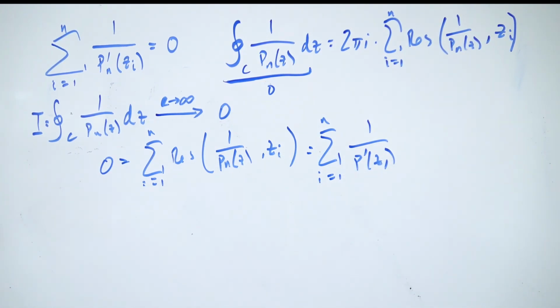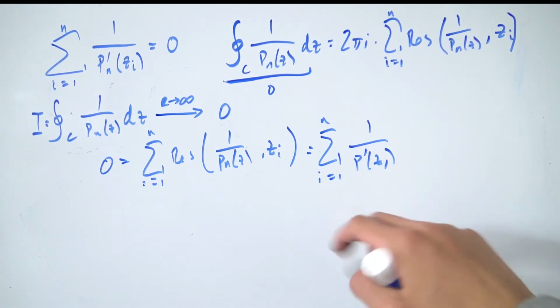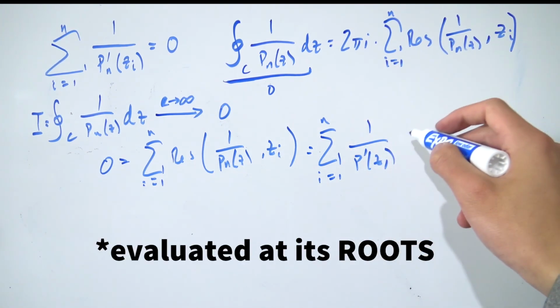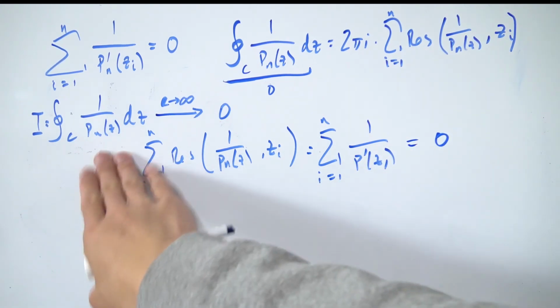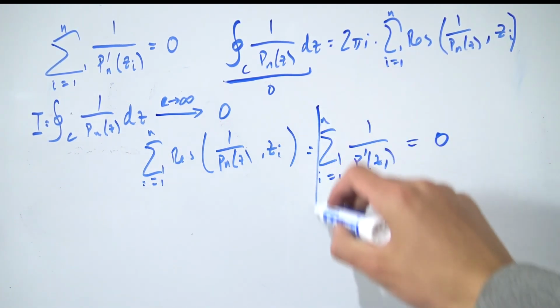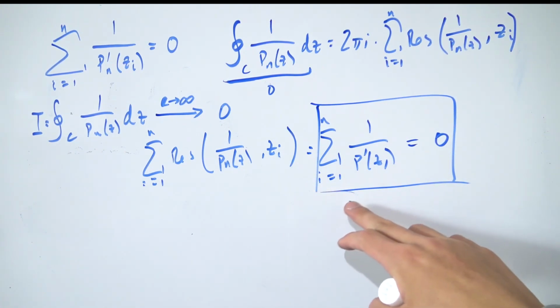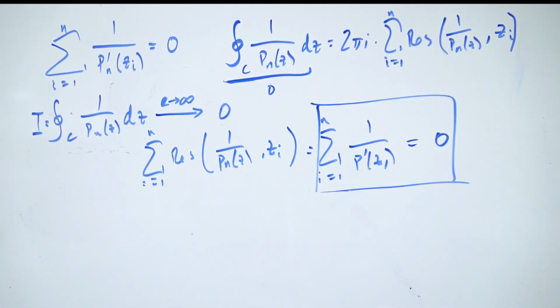So basically, using complex analysis, we showed that the sum of the reciprocal of the derivatives of a polynomial evaluated at its poles is equal to 0. So that is my proof for this little polynomial identity. Really cool identity. It was quite fun working out a proof for this.